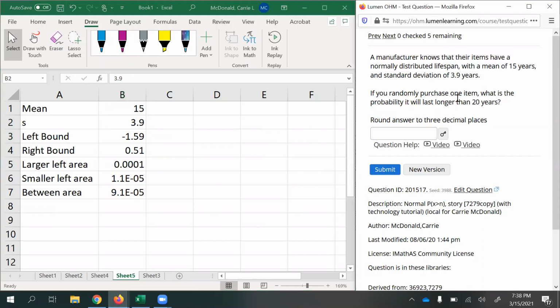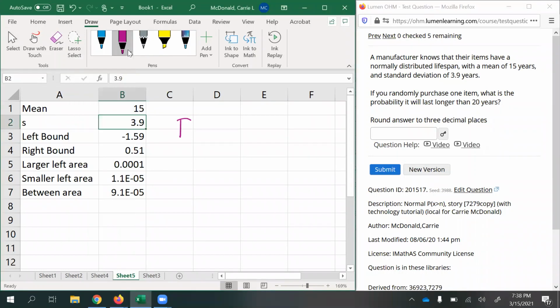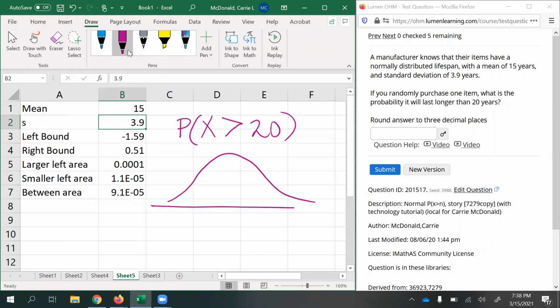We have a different mean and a different standard deviation given in this problem. Then it says if you randomly purchase one item, what is the probability it will last longer than 20 years? To write that in probability notation, the probability that X will last longer, so greater than a 20-year lifespan. So now what you have is a normal curve with 15 in the middle, and a boundary of 20 over to the right here, and you're looking for a right shaded region to represent the probability of it lasting longer than 20 years.